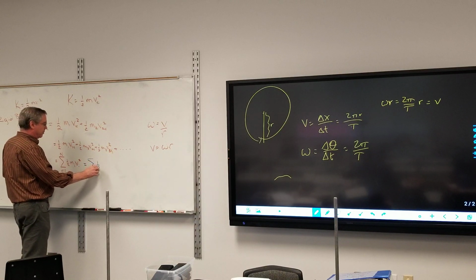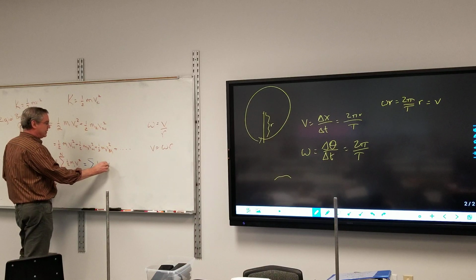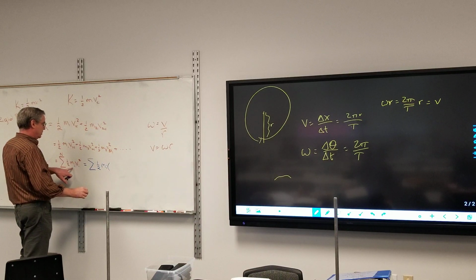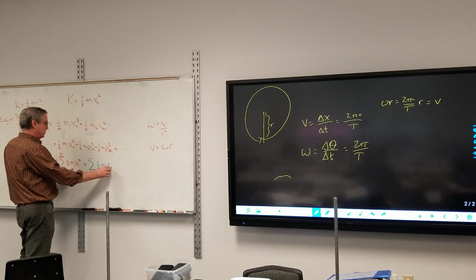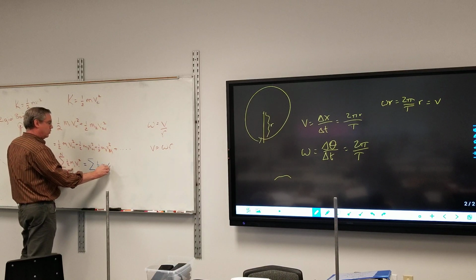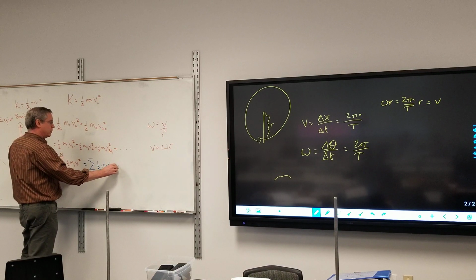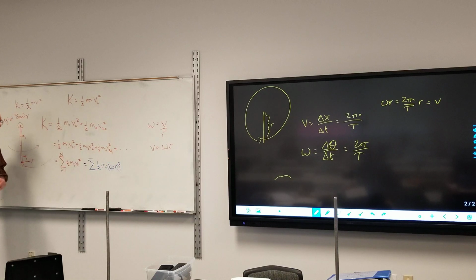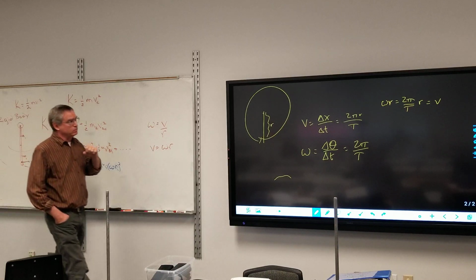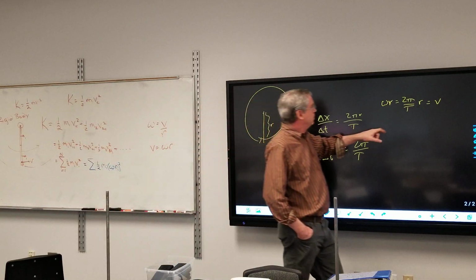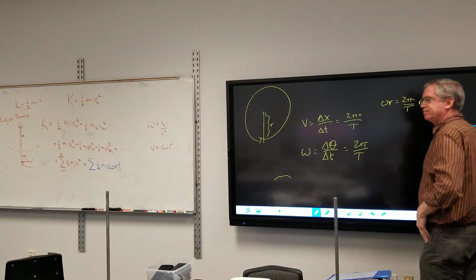So that becomes the sum of 1/2 m sub i times omega r sub i squared. Now notice that I don't have a subscript next to omega because omega is the same for everything. Is that omega over there, is that omega r? Yes, equals 2 pi over big T r.